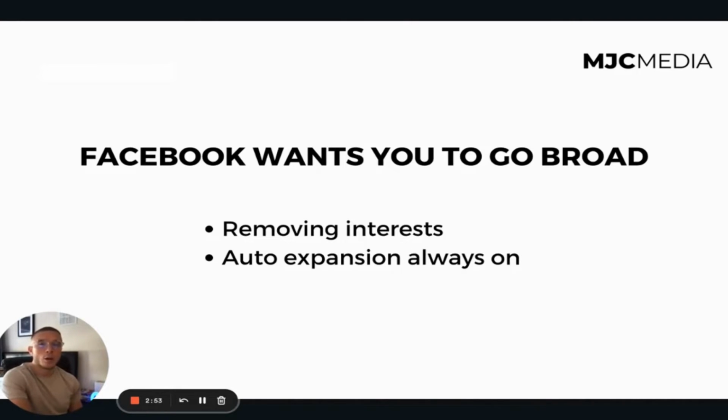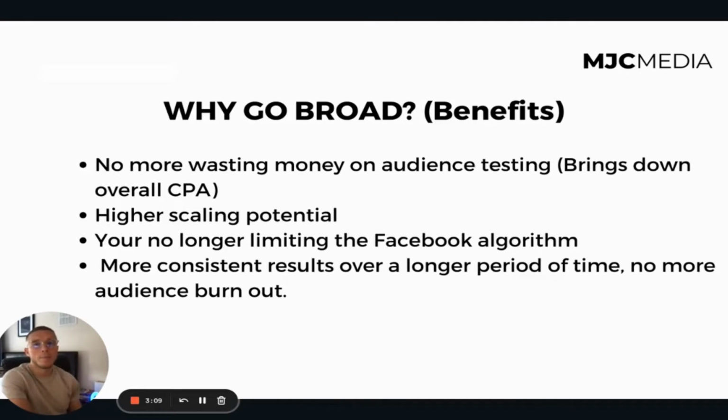Also, auto expansion is always on now. Before, we had the choice whether to turn that on or not, which would help Facebook reach people outside the audience that we had selected if it would improve results. Now that's just always on. So Facebook wants us to go broad. And you might ask, why go broad? What are the benefits? I'm going to break it down for you now.